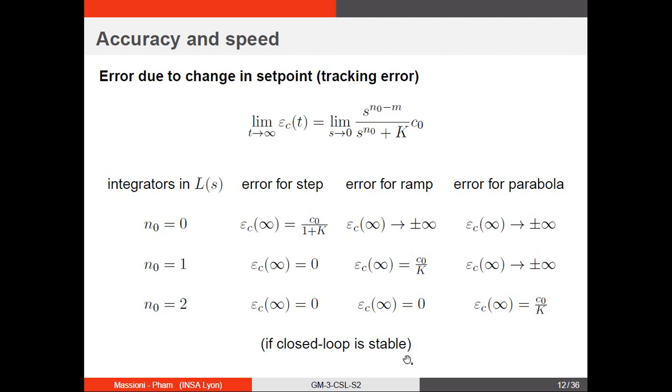etc., etc. This, of course, is if the closed loop is stable. In fact, you remember what I said, this final value theorem holds if and only if the limit exists, but this is, of course, subject to the fact that the closed loop is stable, otherwise it doesn't make sense at all. So when designing a controller, one should, of course, check beforehand the stability when setting the numbers of integrators, in order to make sure the system is not unstable.